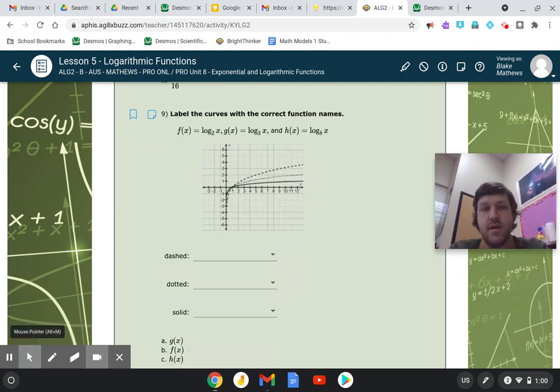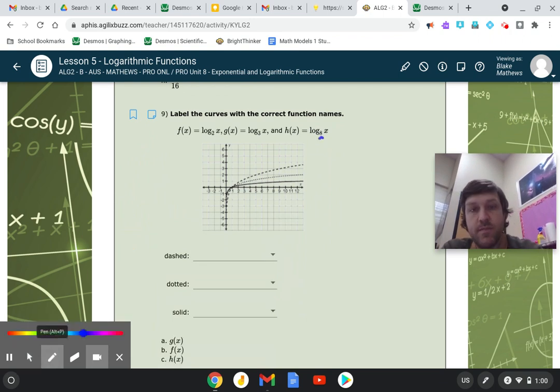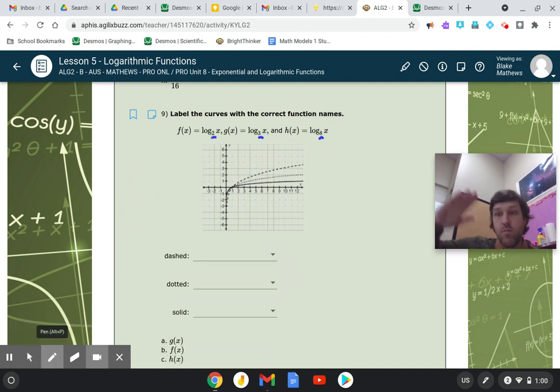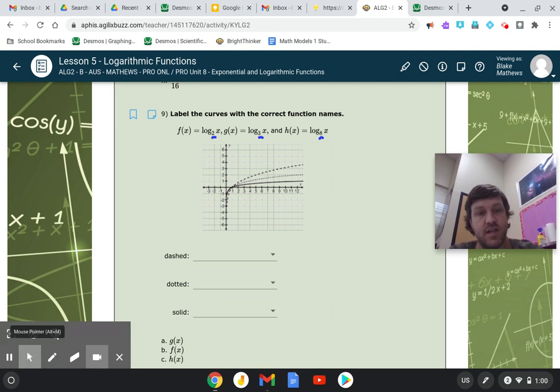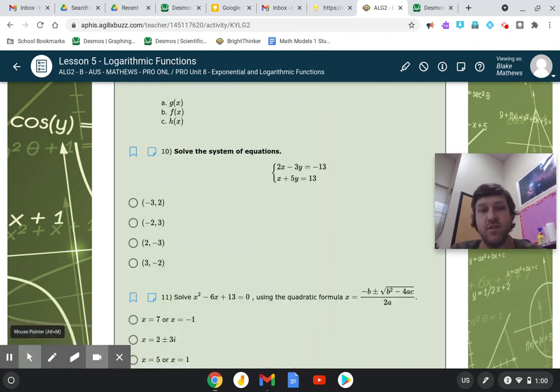With these, we know that the bigger the base number is, the closer to the x-axis it is, the more flat it is. So the 8 is going to be the flattest, then the 3, then the 2. So use that to answer that question. It's the inverse of your exponential functions.